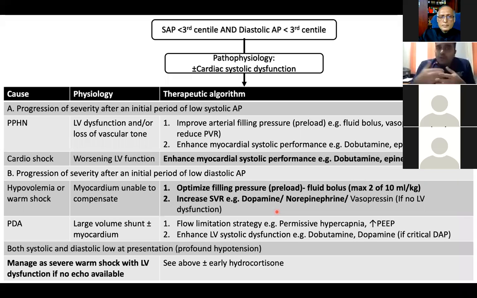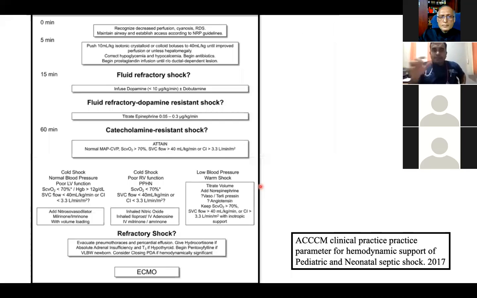Now, in a scenario where you have both systolic and diastolic hypotension, you can make use of agents which have action at the heart as well as the periphery, dobuta and epinephrine. And after an initial period of diastolic hypotension, if they later develop systolic also, it could be a progression of your hypovolemic or warm shock. So you can try boluses to optimize the filling pressures, and increase systemic vascular resistance by using dopamine as well as norepinephrine. So this is an ACCM clinical practice guideline flowchart, an algorithm for the management of neonatal shock.